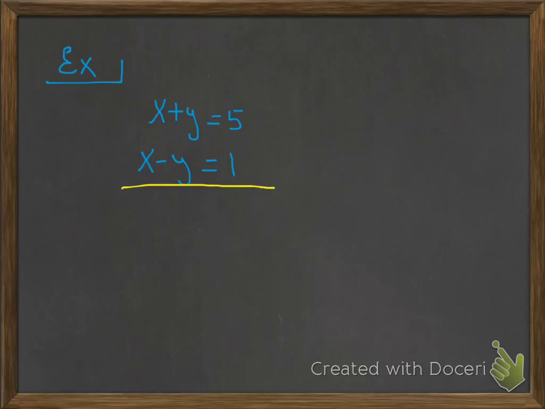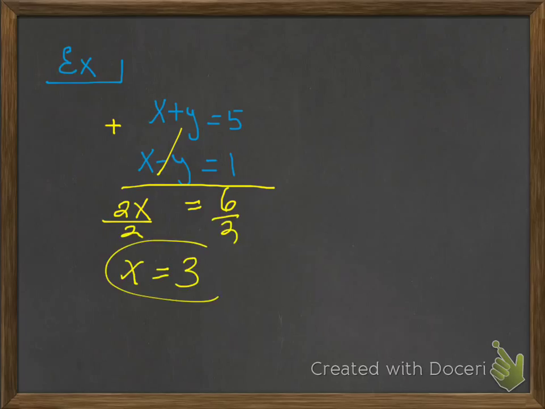In this problem here, the addition method is where I turn my two equations, I line them up, as I have done here. I have x plus y is equal to 5 and x minus y is equal to 1. I turn it into a big addition problem. So x plus x is equal to 2x. y plus negative y is equal to 0. And 5 plus 1 is equal to 6. So I'm now going to divide by 2 on both sides, and I get x is equal to 3.